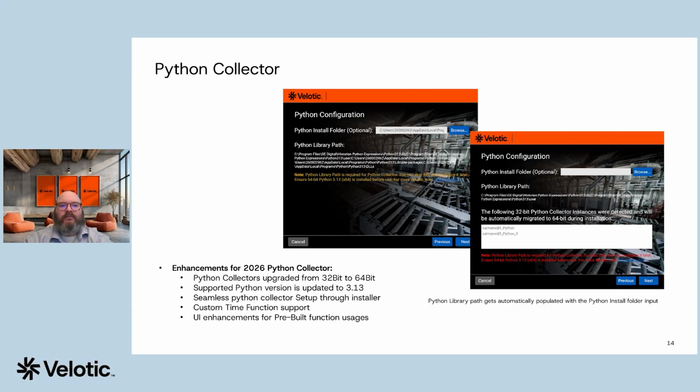The Python collector. Here you can see that new branding, right? Looks really good with the black on orange, but changes to the Python collector, right? We've upgraded from 32 to 64-bit. We're using the most common Python package, seamless collector setup, custom time functions, and then a better UI to use pre-built functions. This is really cool, especially as you look at more modern language support, being able to write your queries in a language that's much easier to use and that more and more folks are coming to the job and to the workplace utilizing. I think this is really exciting.